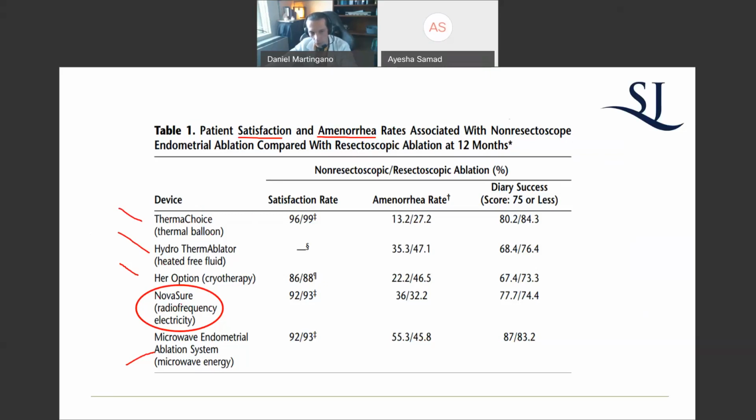But the NovaSure is what's still used. So the satisfaction rate is high, 92, 93%, and the amenorrhea rate is not high though. You see, 36 to 32%. Overall, about 70, you could round that to 80% of people actually found success with it, but it's not 100%, as this will show you, at least objectively, okay? But it's certainly an option you can try if you're done with childbearing, or you don't desire future fertility, and you want a minimally invasive technique to maybe help.